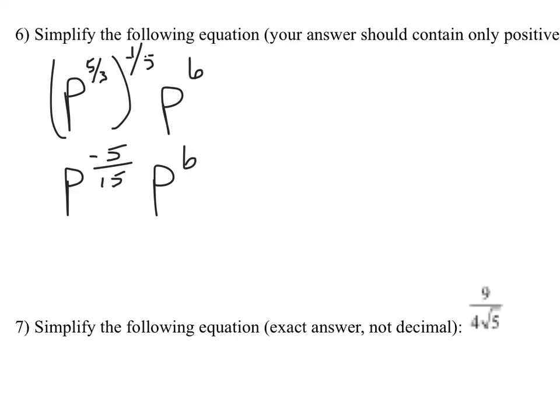So now what we're going to do is add, since this is a p with an exponent times another p with an exponent, the p is the base. So all I need to do is add these exponents. So I have negative 5/15 plus 6. And what that gives me then is p to the 17/3.